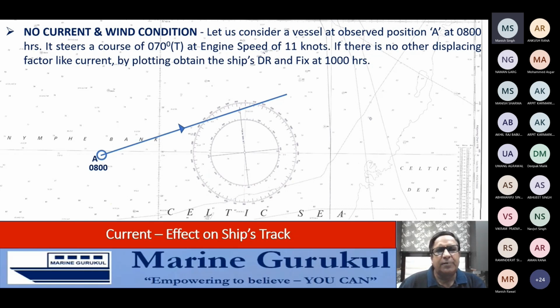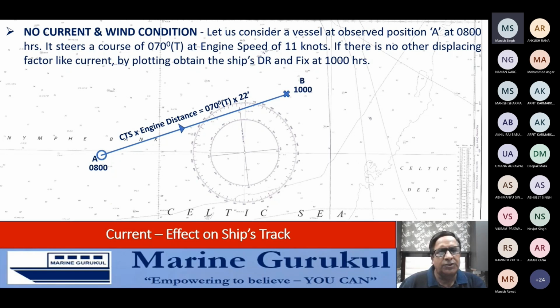On this CTS line, from A, if we mark off engine distance for 2 hours, which shall be 11 into 2, that is 22 miles, we get point B. Point B is obviously the DR at 1000 hours. Now, as there is no other displacement vector acting on the ship than her own propulsion, obviously her track over the ground would be same as the track through water. What we have plotted is the track through water, and in this case, the track over the ground shall also be the same. So actually the vessel would be at point B at 1000 hours.